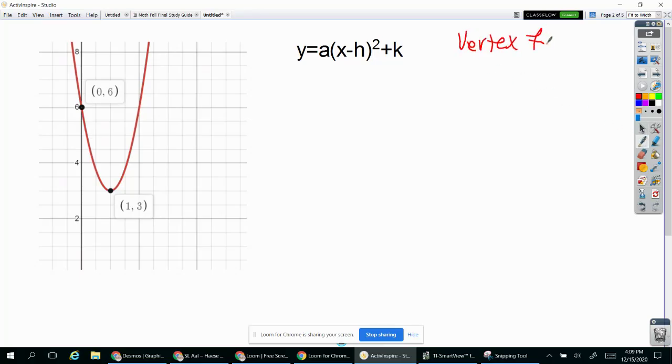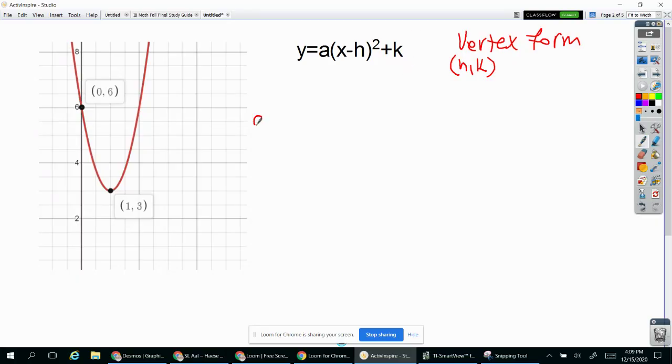The reason it's called the equation in vertex form is because you can immediately find the vertex. The vertex is going to be (h, k). You need to look at the parentheses and take the number for h and change the sign. Because of the minus h, our h will always have the opposite sign. For k, there's no sign change.